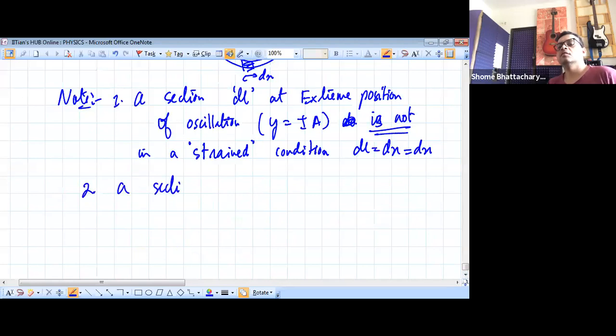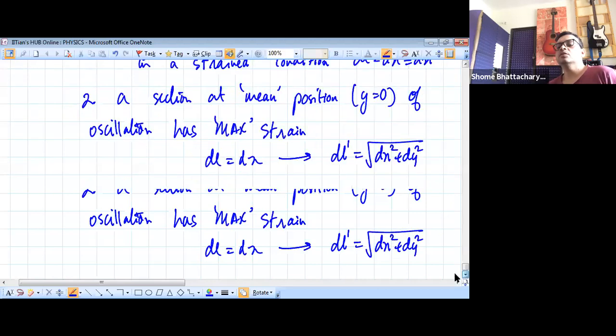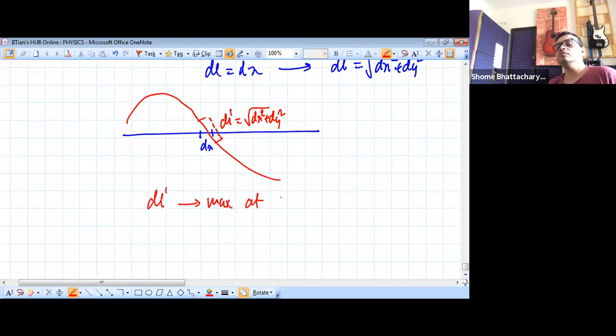But a section at the mean position, that is y equal to 0 of oscillation, has maximum strain because it is stretched from dl equal to dx to, let's say, dl prime, which is square root of dx square plus dy square. Okay. So what is happening to this section is, this which was of length dx, in the strained position, suppose like this, that section has got stretched to this, where that dl prime is the root of dx square plus dy square. So that dl prime is maximum at the particles near the mean position.